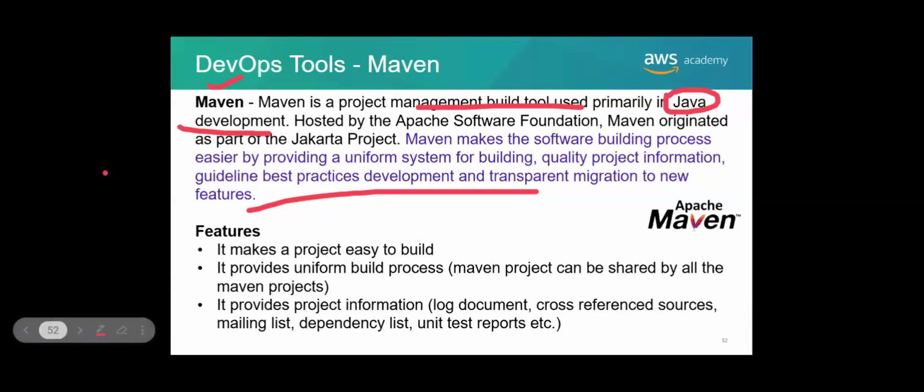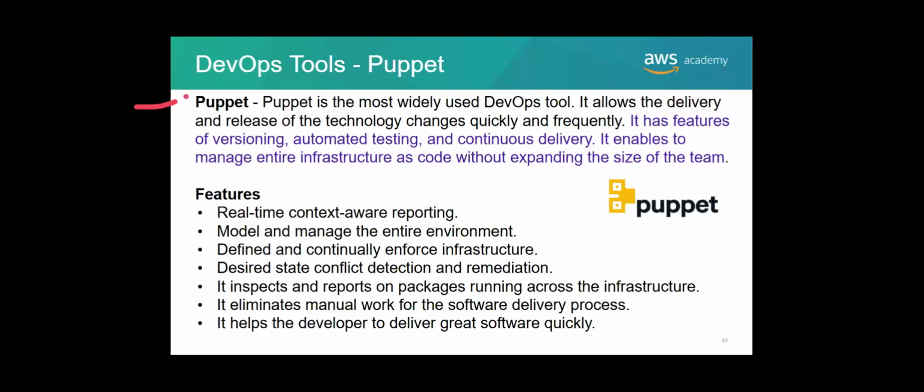So this is one of the other tools. Next one, Puppet. Puppet is another tool. This is also one of the DevOps tools, which allows the delivery and release of technology changes quickly and frequently. So it will try to deliver the changes shortly. That means when we commit a change in GitHub, whenever we commit something, it will immediately come and reflect immediately.